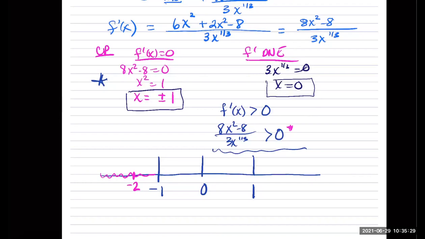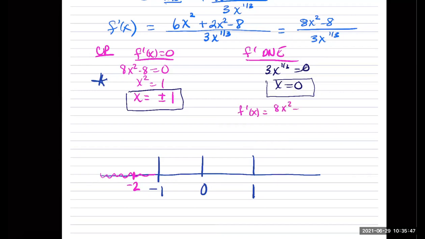And so I'm going to erase this little part that I have here just to give me a little space up here to write. So we are going to plug that number into our derivative. So our derivative, I'm just recopying it from up above, was 8x squared minus 8 over 3x to the 1/3.